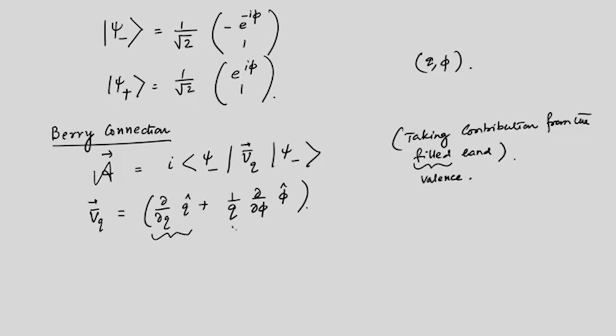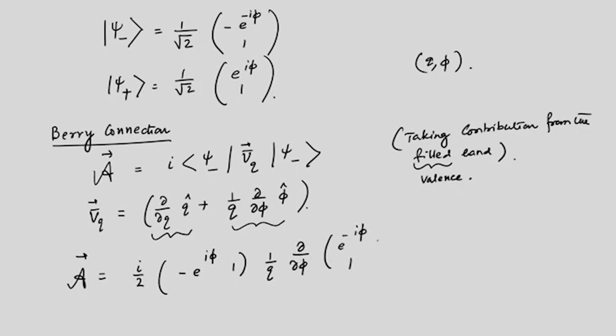The only term that will be present is 1 by q del del phi of a phi cap. So, this is equal to i over 2, coming from the normalization, this 1 over root 2 here, that will give rise to a factor of 2 here, and then a minus exponential i phi. I am taking the conjugate wave vector, that is the bra of psi minus, and i, and 1 by q del del phi of exponential minus i phi and 1.